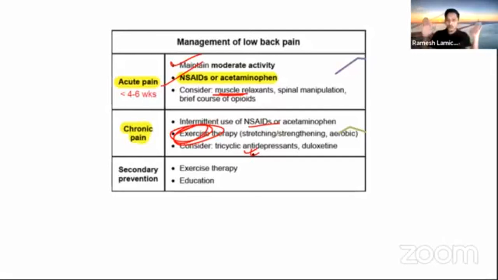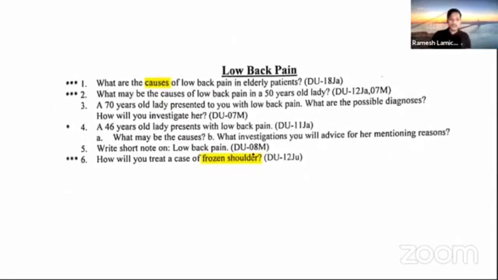So acute low back pain, you think minimize activity, NSAIDs. Chronic low back pain, you think of exercise. This is about low back pain. Here, another one is frozen shoulder.